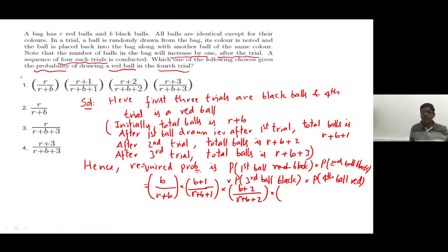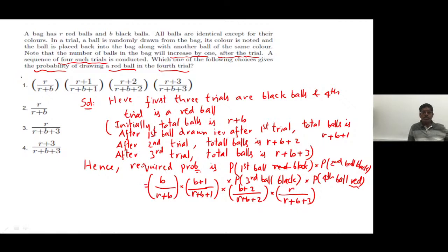Multiplied by. Now in the last stage, the total balls in the bag is R plus B plus 3. The ball is red. Still there are R red balls. But anyhow the total cases, one ball can be drawn from the total balls R plus B plus 3 in R plus B plus 3 C1, so simplifies to R plus B plus 3. There are R red balls in this fourth trial. So one red ball can be drawn in RC1 ways, simplifies to R. So this is the answer.